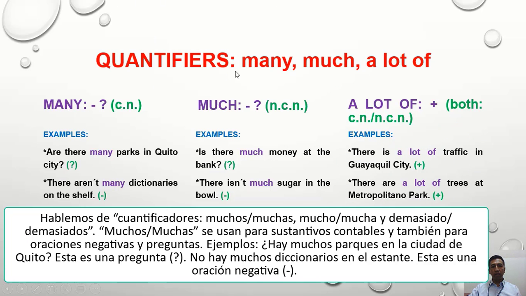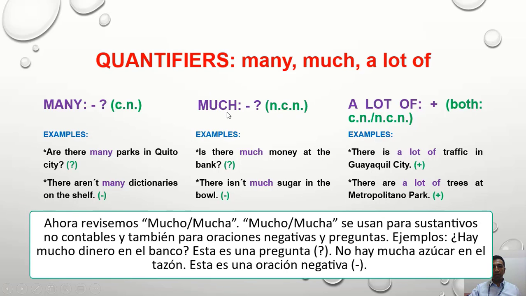Let's talk about quantifiers: many, much, and a lot of. Many, countable nouns. We're going to use many for negatives and questions, and they are used with countable nouns. Here we have some examples. Are there many parks in Quito City? There aren't many dictionaries on the shelf. This is negative.